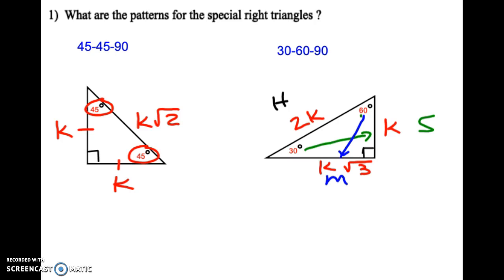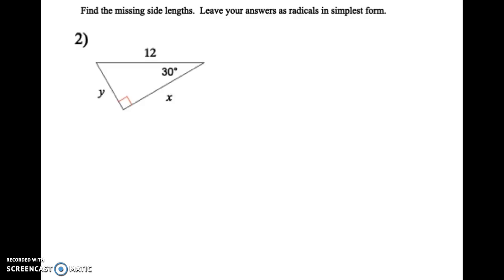All right, let's put this into practice then. So let's look at the first 30, 60, 90, our examples. Number 2. If we look at which sides we got, the y is going to be the short side, x is going to be the medium side, 12 will be the hypotenuse.